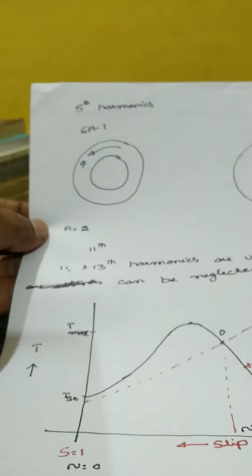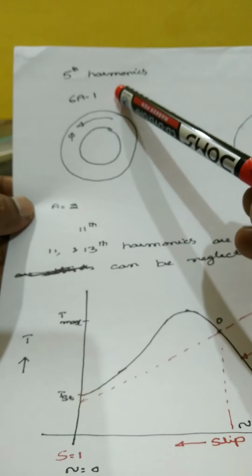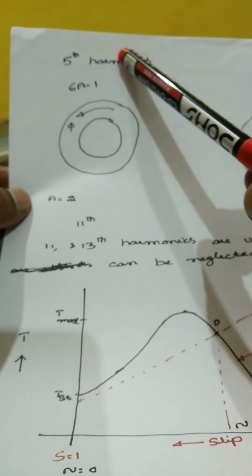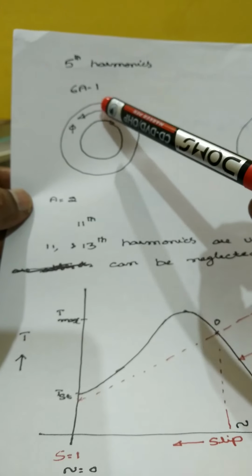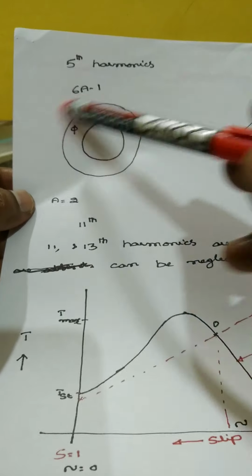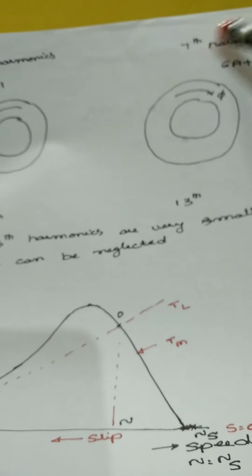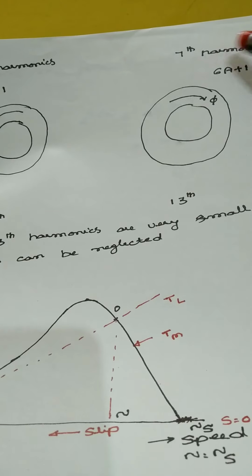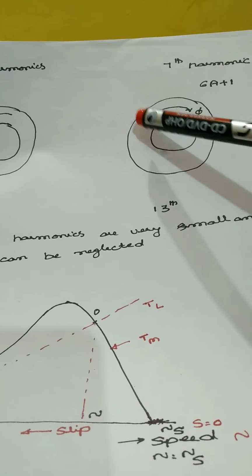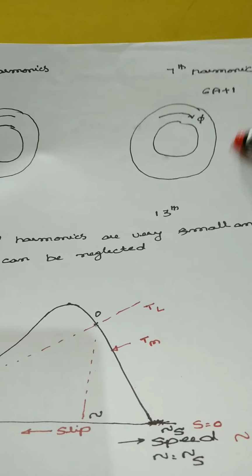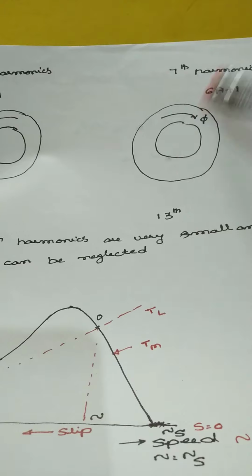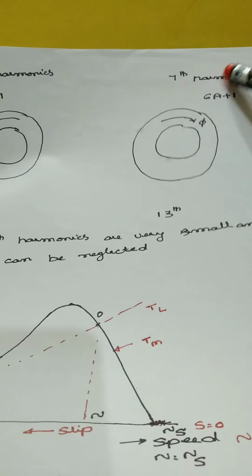Now I will analyze this through the figure. This is 6a minus 1. When you substitute a equal to 1, you get the fifth harmonic, which tries to produce flux in the direction opposite to the fundamental. For 6a plus 1 with a equal to 1, the seventh harmonic produces flux in the forward direction and aids the fundamental.